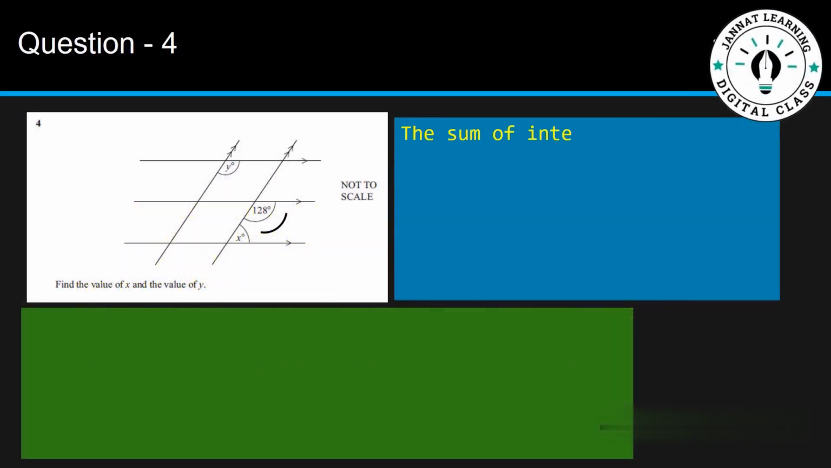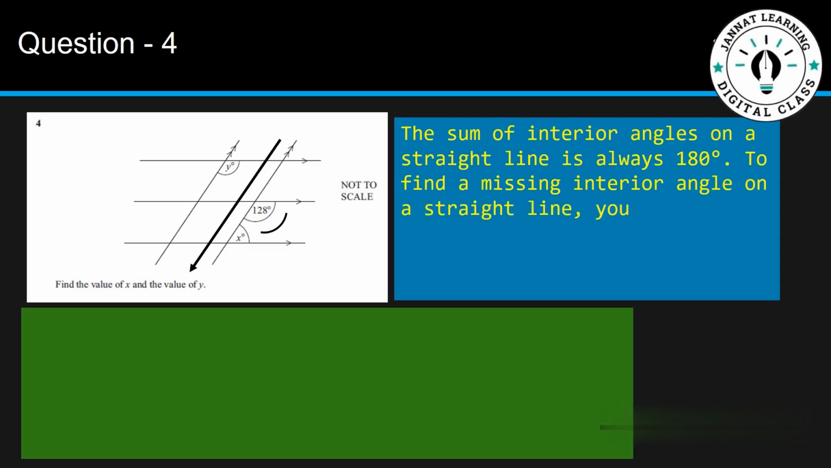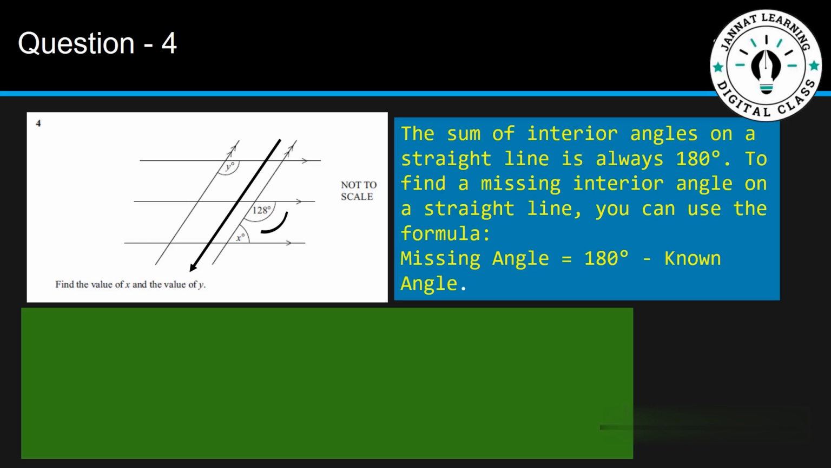The sum of interior angles on a straight line is always 180 degrees. To find a missing interior angle on a straight line, you can use the formula: missing angle equals 180 degrees minus the known angle. Therefore angle X equals 180 degrees minus 128 degrees equals 52 degrees.